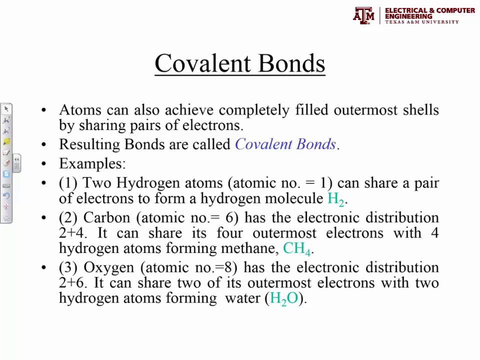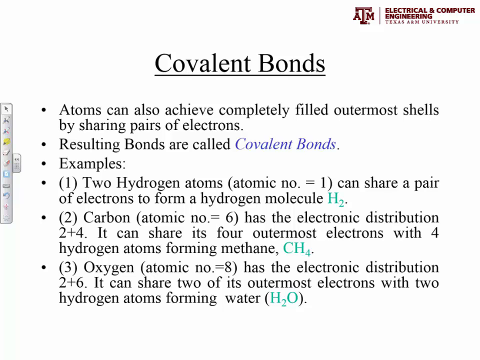So atoms could also achieve completely filled outermost shells by sharing pairs of electrons, right? And the resulting bonds are called covalent bonds. I'll give you some examples here. Two hydrogen atoms: each hydrogen atom has 1 electron in its outermost shell. So 2 hydrogen atoms could share a pair of electrons between them to have a completely filled outermost shell, and it'll form a hydrogen molecule.